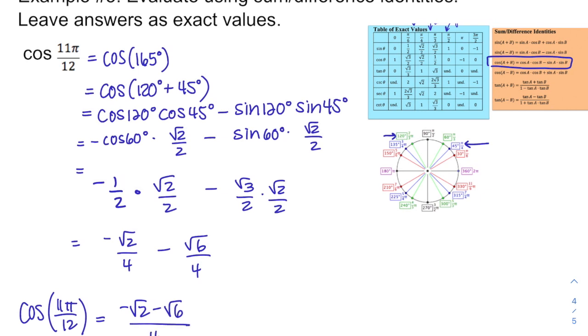radical 6 over 4. Now you'll notice that that answer is super similar to what we had previously in example 4, and that's really common for those to be very similar because you're working with all the same kind of players in this game.